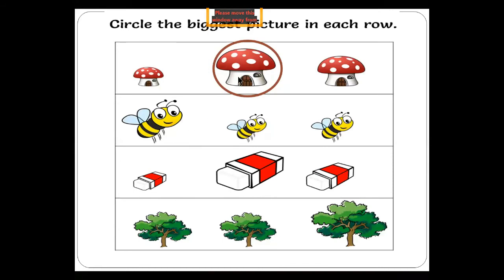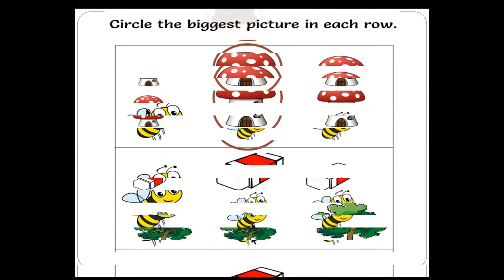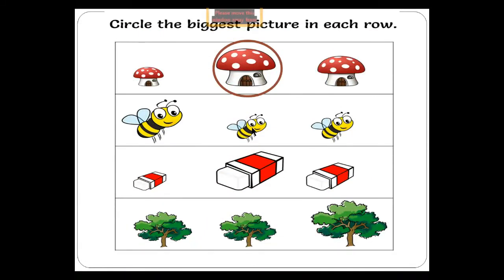In the second row we have bees. We have three bees. Now search which one is biggest from the three. This is big, this is bigger and this is biggest. So we'll put the circle on it.